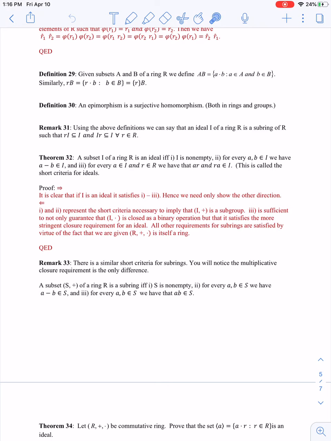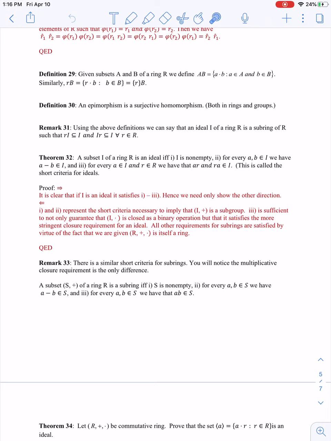All right, so what's the short criteria? If you have any subset I of a ring R, then it's an ideal if, what do you have to prove? That I is non-empty, and that for any two things, a and b in I, we have a minus b in I. And then for an ideal, we have this stronger multiplication property that says what? If I pick anything a in I and anything r in R, if I multiply ar or I multiply ra, I have to land back in I, right? That's the criteria for I.